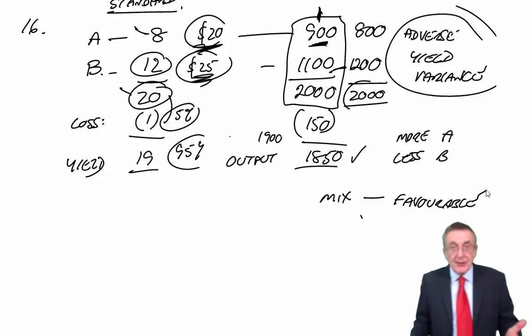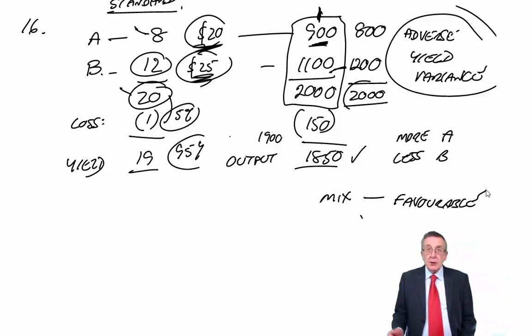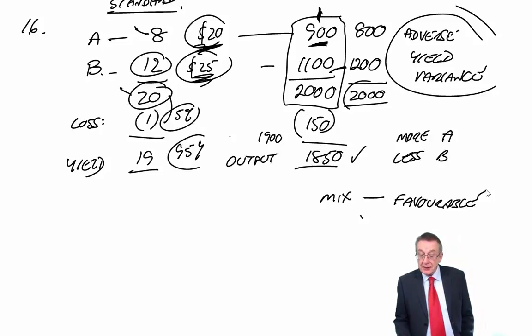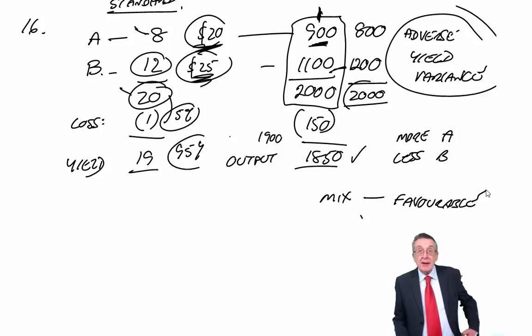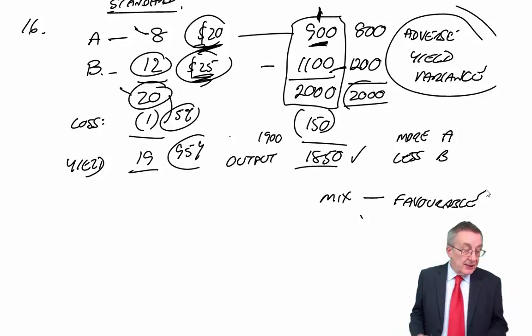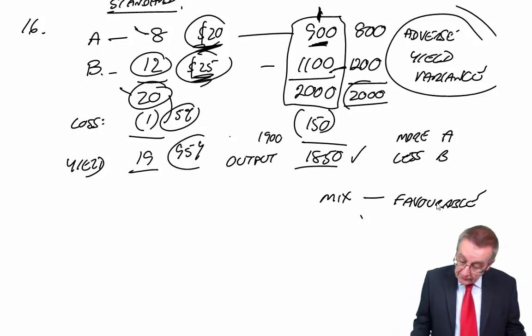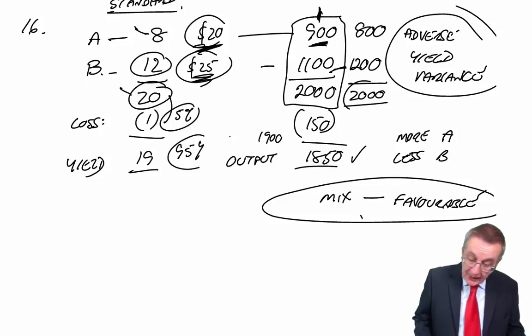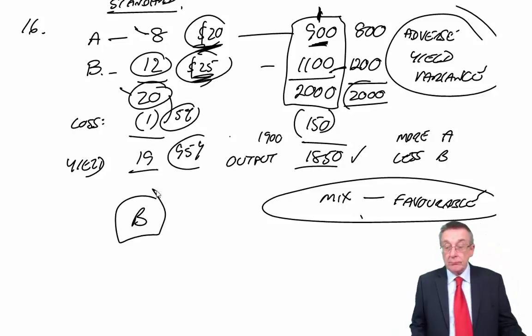Now, I hope that made sense. As I say, you don't need all the numbers, and we certainly don't need to do any costings on it. It should be immediately obvious when you've read it that your yield variance is adverse. We've lost more than we should. I hope I've made the mix variance clear. We've actually bought more of the cheap, less of the expensive. So, which is the answer? The mix is favourable. The yield is adverse. The answer, therefore, is B.